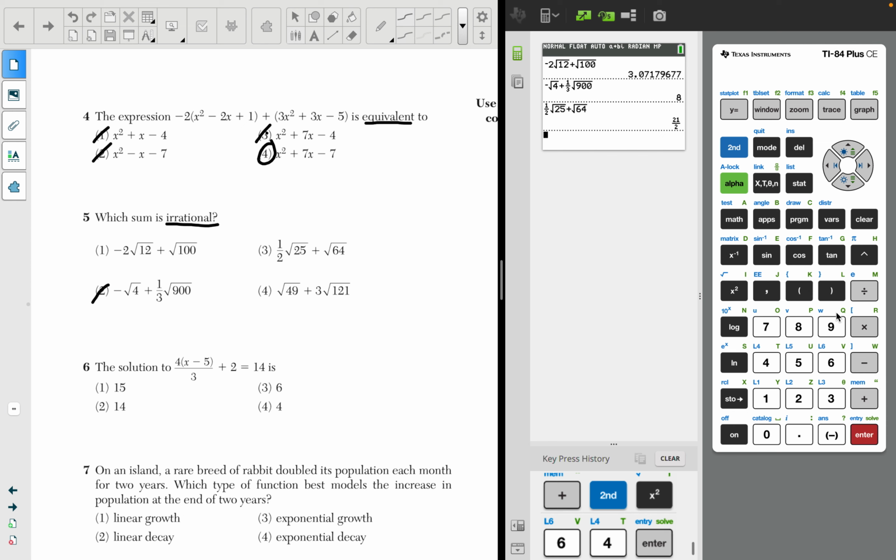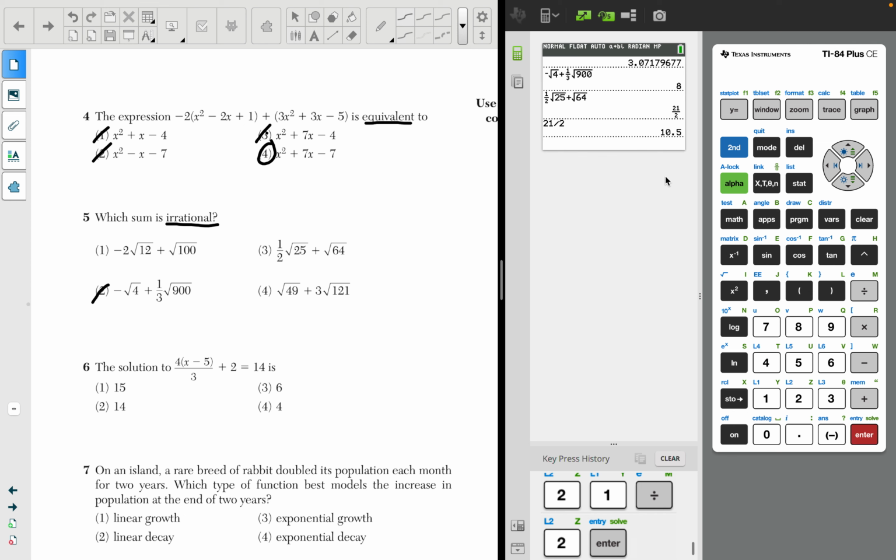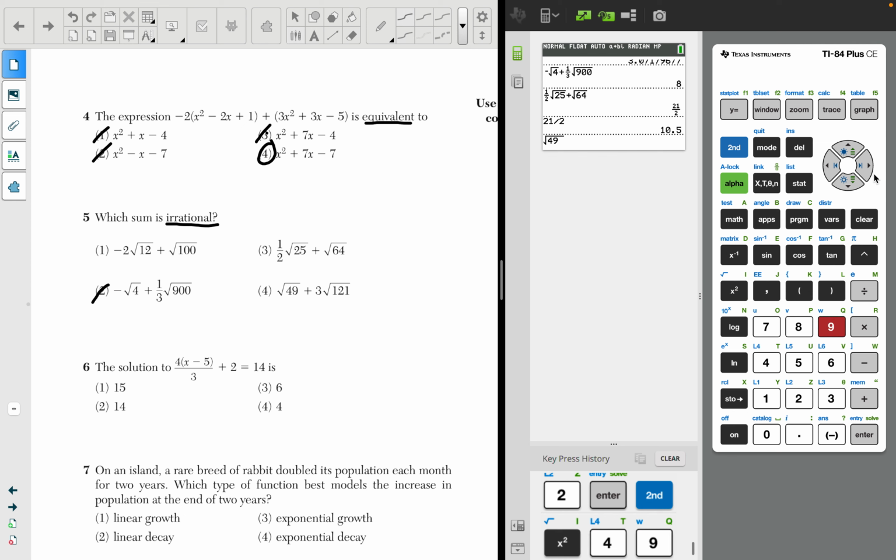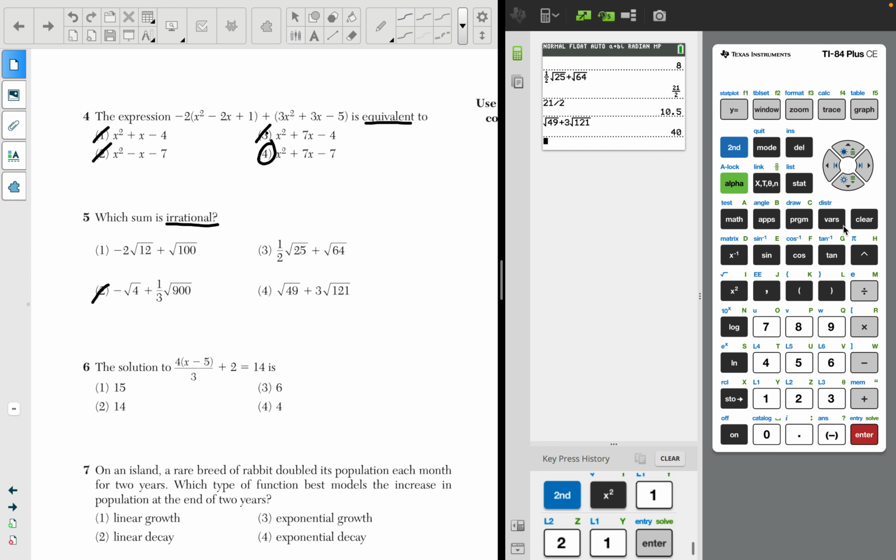Okay, so if we type this one in, we get 21 divided by 2. So let's do 21 divided by 2 and see what kind of decimal we get. 10.5, okay? So the last one that we get is 40. So the last one is not our answer either.